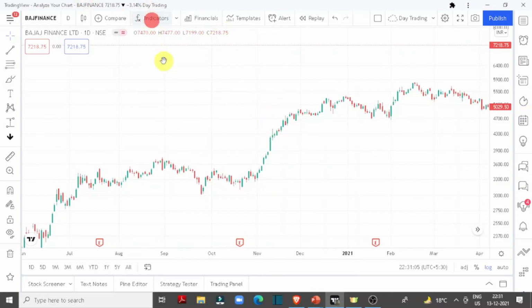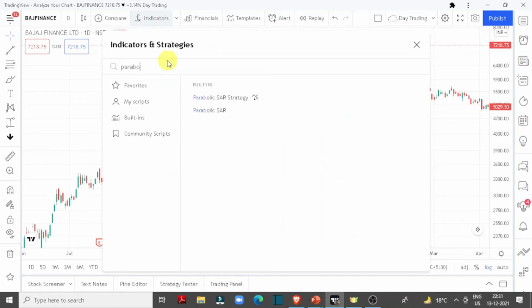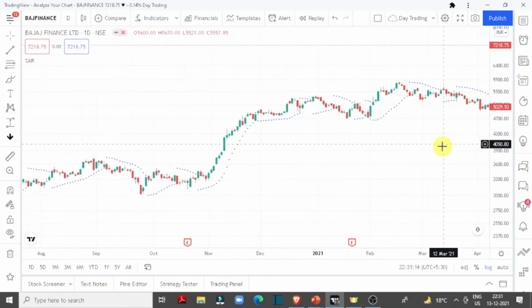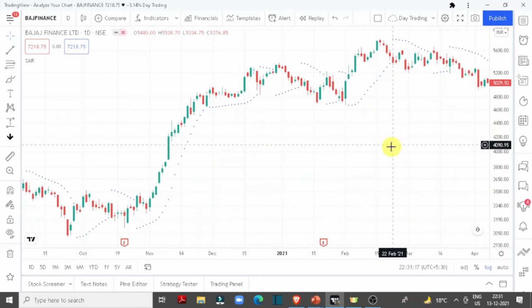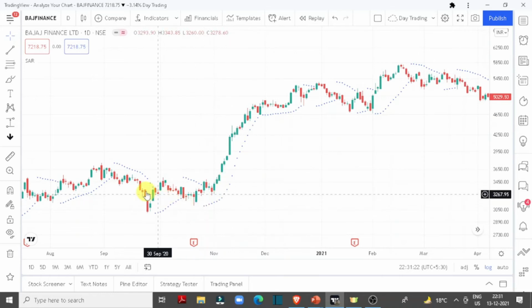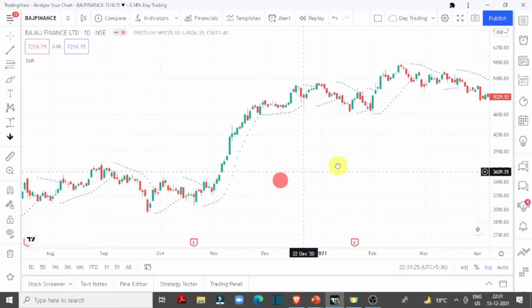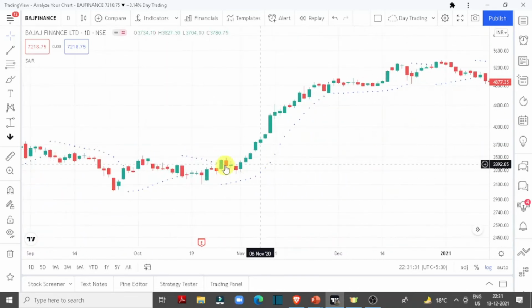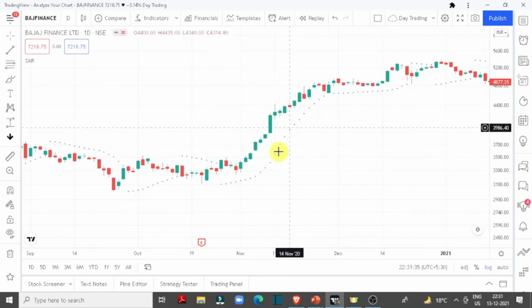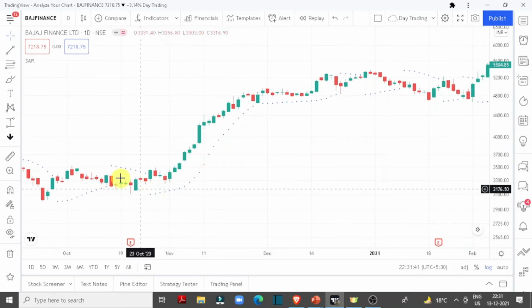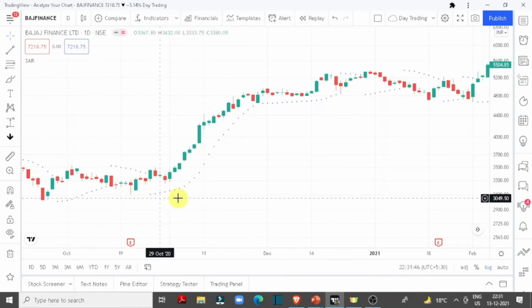Let me go to the indicator tab and type Parabolic SAR. Let me put it up. This Parabolic SAR indicator was made by Welles Wilder, who made ADX as well. He made very good indicators, and this one is known as Parabolic because whenever the stock goes up, this line looks like a parabola. That is why Welles Wilder kept the name Parabolic, and SAR stands for stop and reverse.